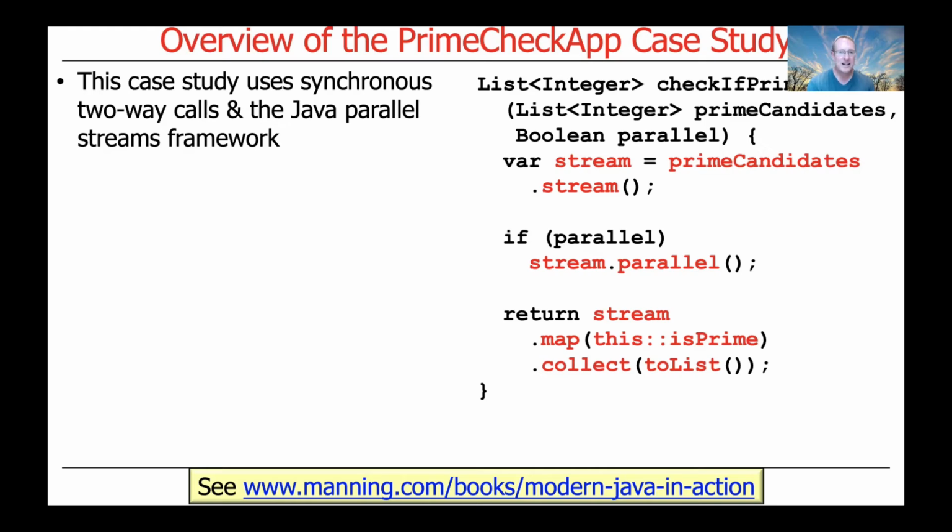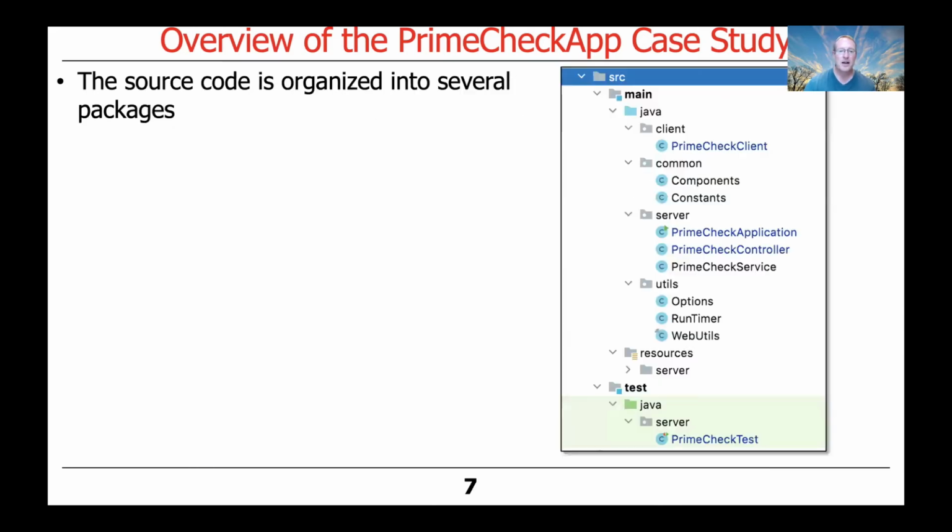And then we can go ahead and apply a mapping function to apply the isPrime method that checks to see if the prime candidates are prime or not. And the results are then collected up into a list. And that list is ultimately returned.